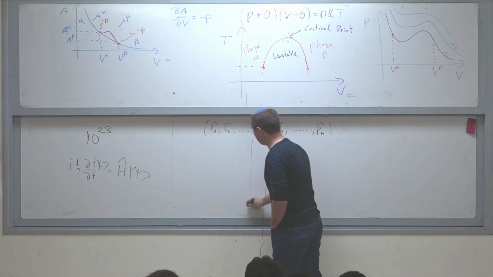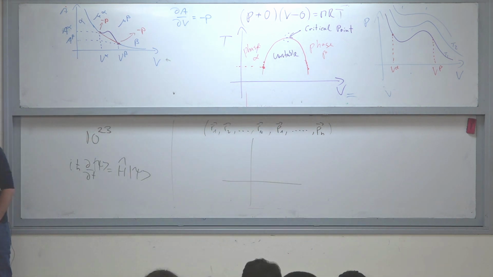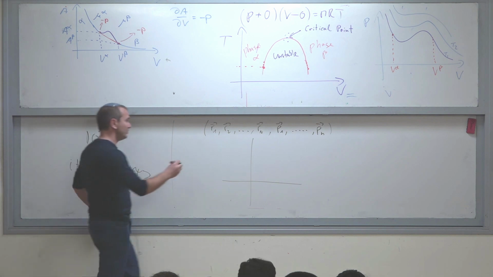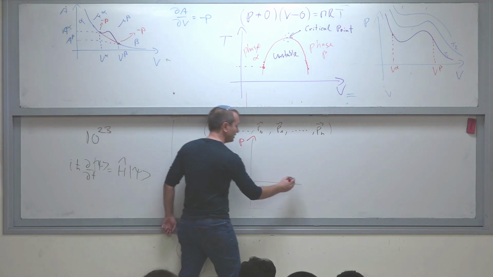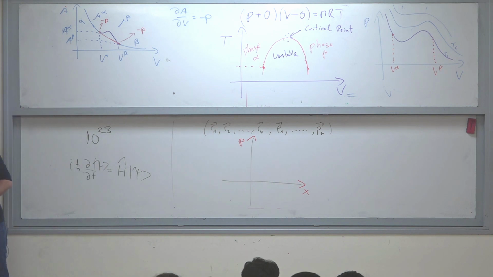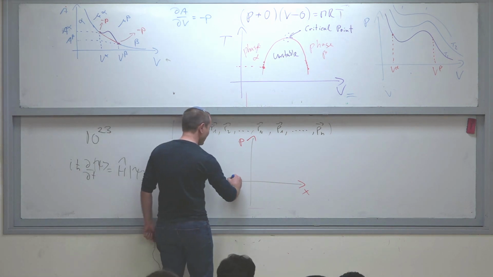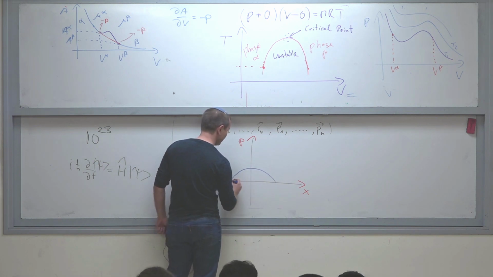Okay? For example, a harmonic oscillator. Okay? If we plot p as a function of x, it looks like this. So there are specific closed lines. Okay?